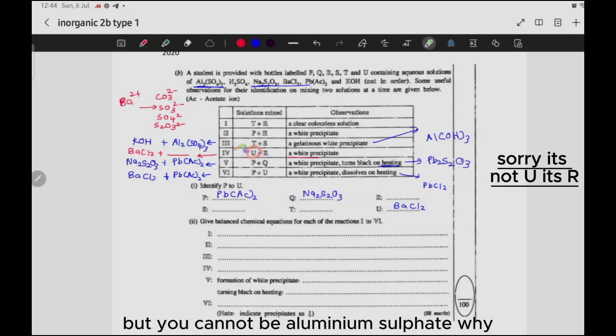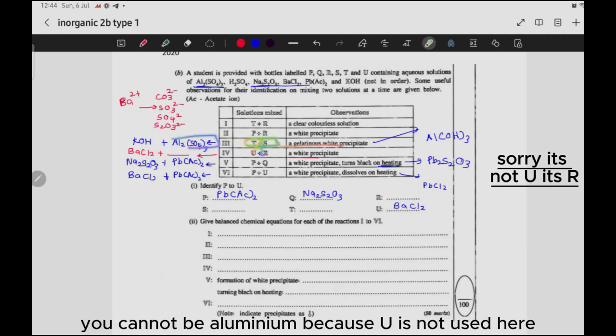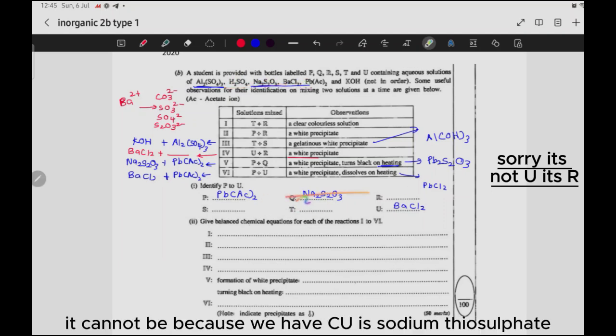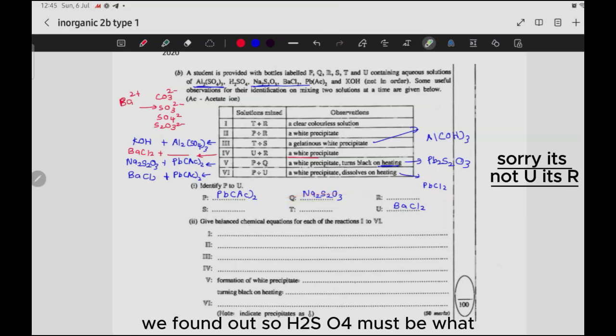But U cannot be aluminium sulfate. Why? Because a gelatinous white precipitate is formed when aluminium sulfate is added. So either T or S must be aluminium sulfate. U cannot be aluminium sulfate because U is not used here. You can remove that. So it can be H2SO4. And sodium thiosulfate also it cannot be, because we found out Q is sodium thiosulfate.